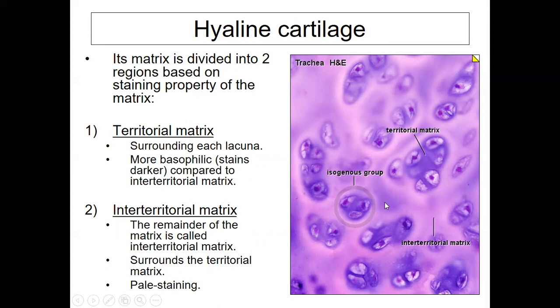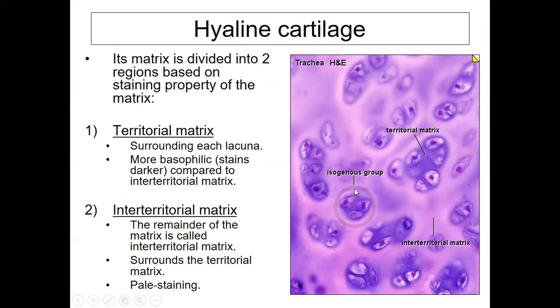Okay, so the remaining part of the matrix is known as the interterritorial matrix. The interterritorial matrix surrounds the territorial matrix. Usually the color is paler, so it's very easy to differentiate which part belongs to the territorial and which part belongs to the interterritorial matrix. This part is paler in color, this one is darker in color. This part definitely belongs to the territorial matrix, and this is the interterritorial matrix.